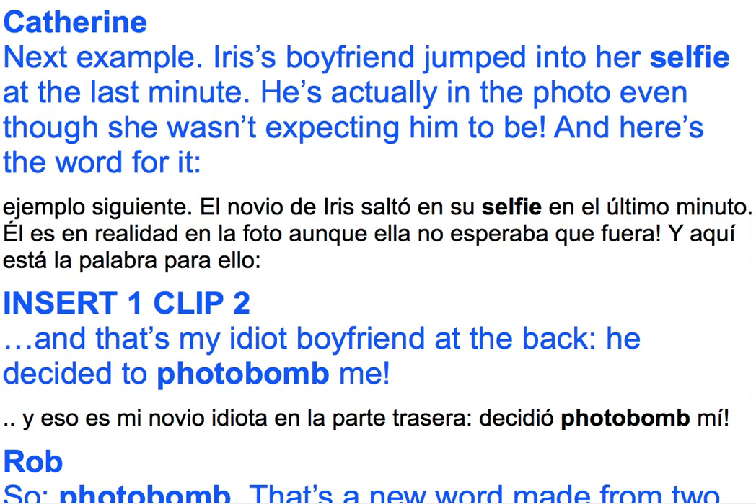Next example. Iris's boyfriend jumped into her selfie at the last minute. He's actually in the photo, even though she wasn't expecting him to be. And here's a word for it.